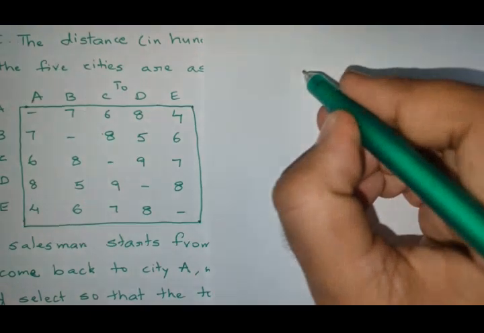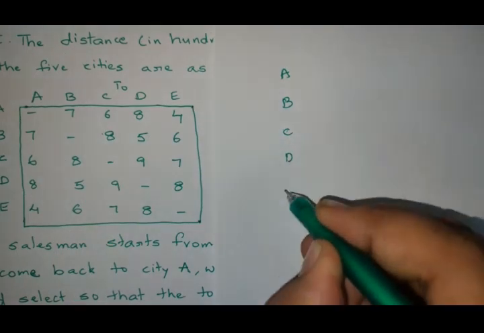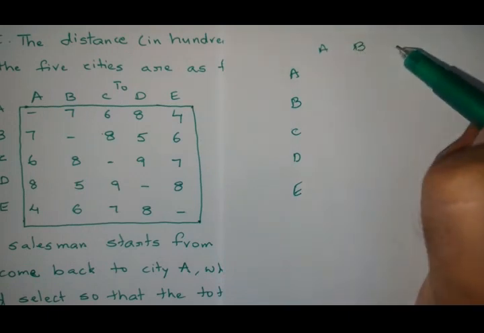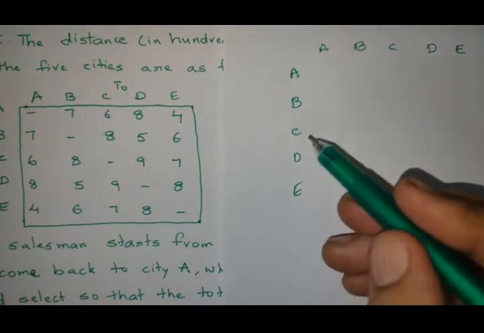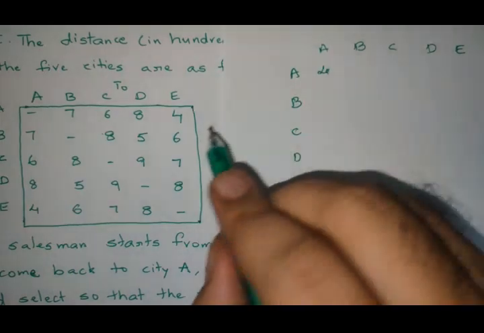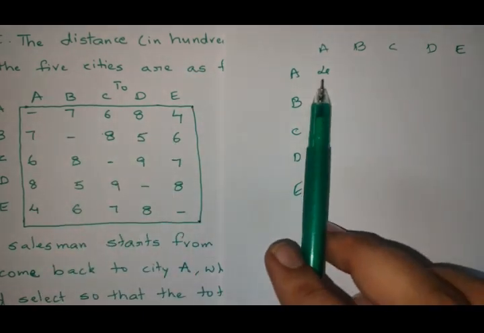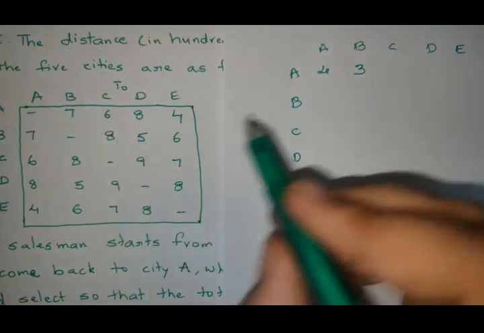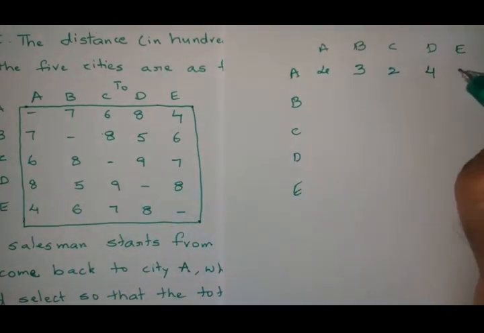I am taking the cities first, A, B, C, D, E, and here also I am writing A, B, C, D and E. First A to A, already it is hyphen or infinity, we can write, as it is not possible. The minimum is 4. So infinity minus 4 is infinity. 7 minus 4, 3. 6 minus 4, 2. 8 minus 4, 4. 4 minus 4, 0.